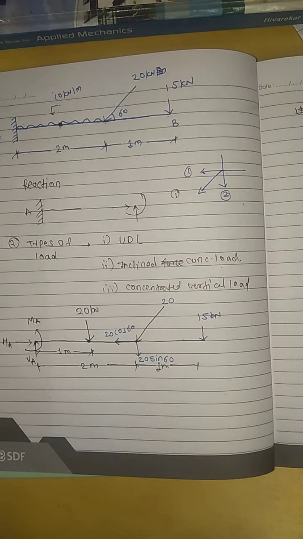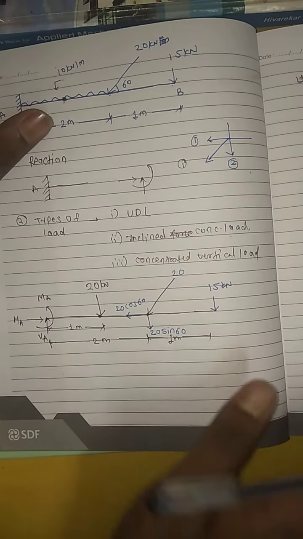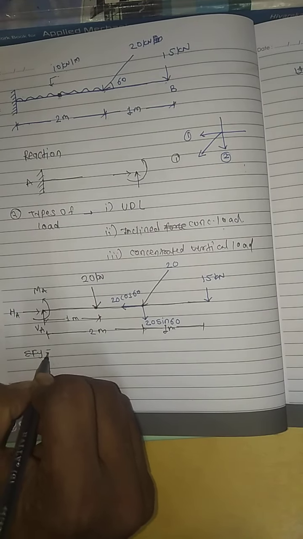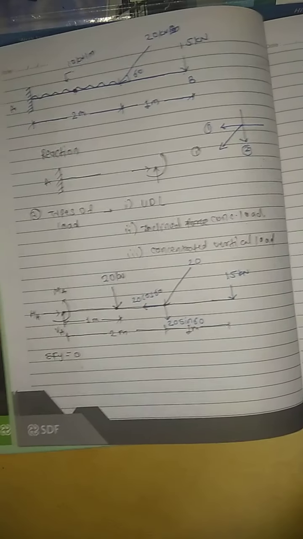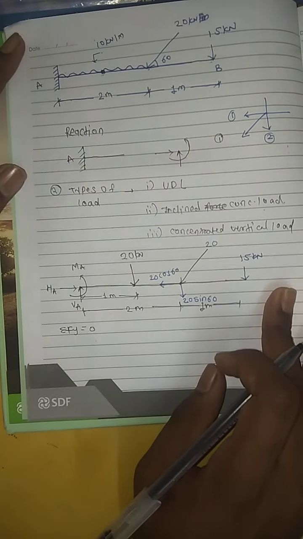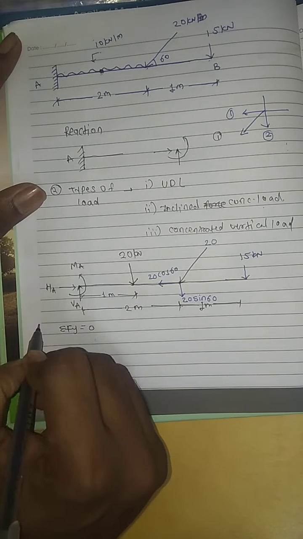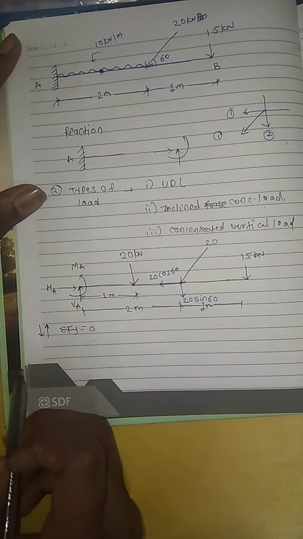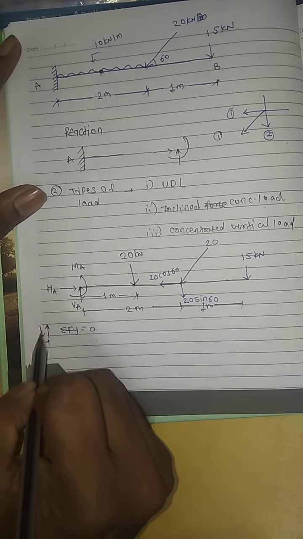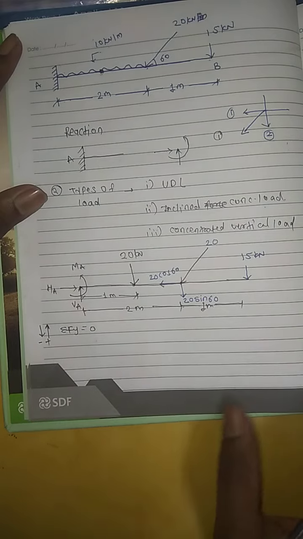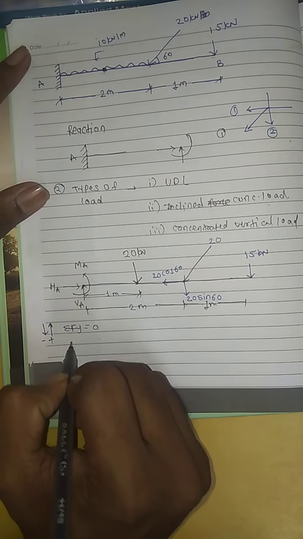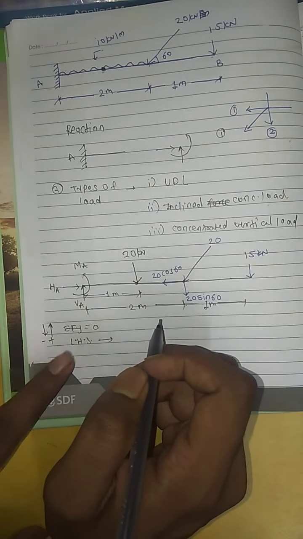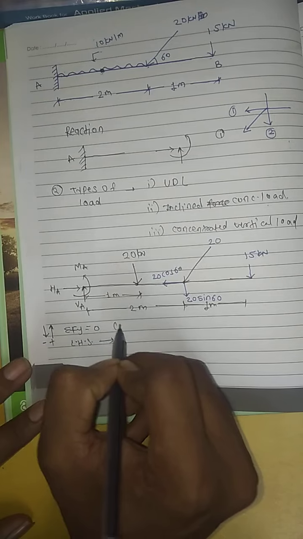Now you can solve this problem very easily. First we will do summation Fy is equal to 0. In that, we will do the summation of the forces having this direction. If it is upward, we will consider positive. If it is downward, we will consider negative. Let's start from the left hand side. Only vertical, for Fy only vertical.